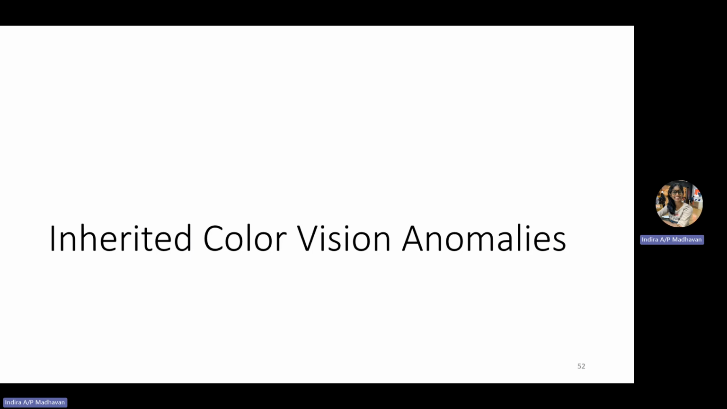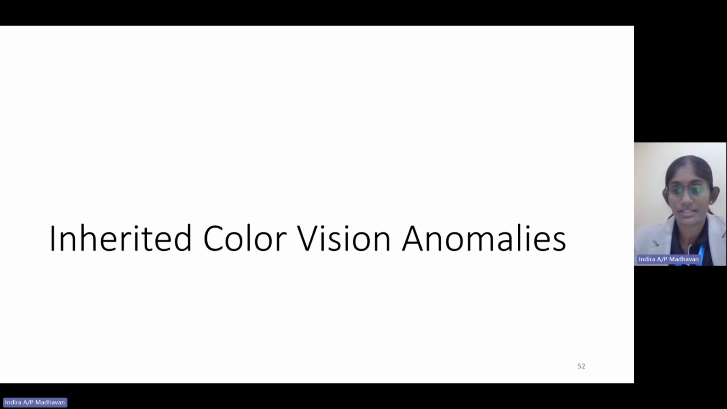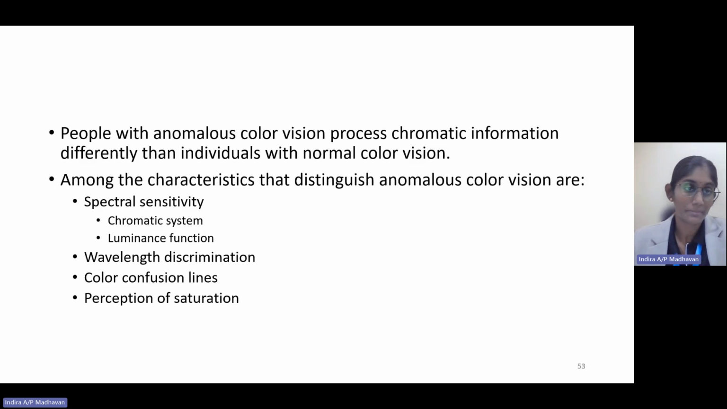Okay, this lecture is going to be on inherited color vision anomalies. We're going to look at the congenitally inherited color vision anomalies. So what are the characteristics? We're going to look at them one by one, yeah? People with anomalous color vision process chromatic information differently than individuals with normal color vision. So that is a basic concept.